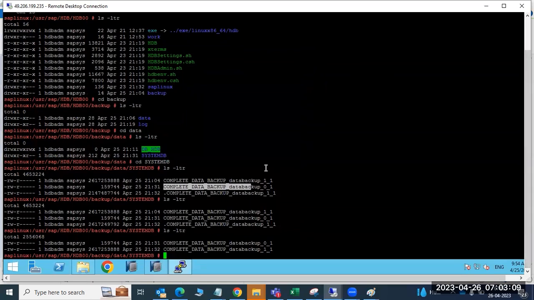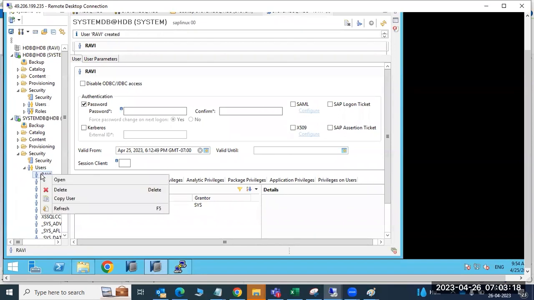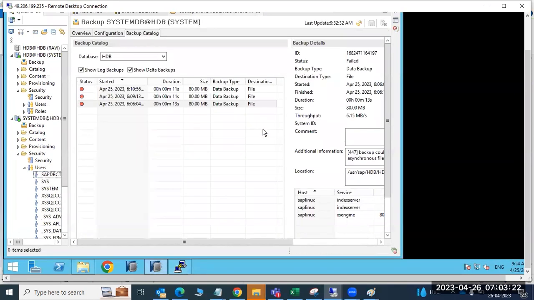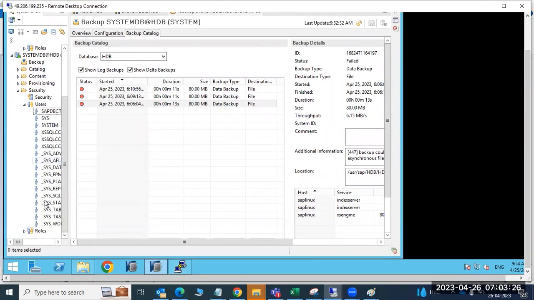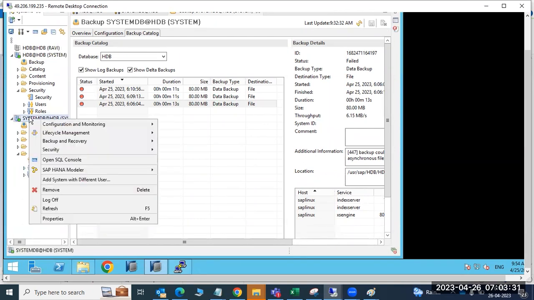So now you want to restore it. You have the two backups now. Something got deleted. Suppose I am deleting the Ravi user now. Unfortunately, I deleted the Ravi user here. So after the backup, I deleted it.